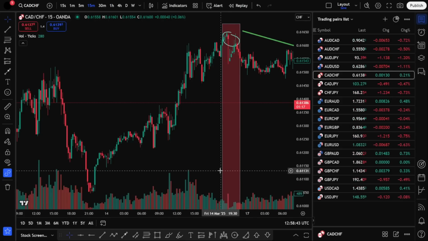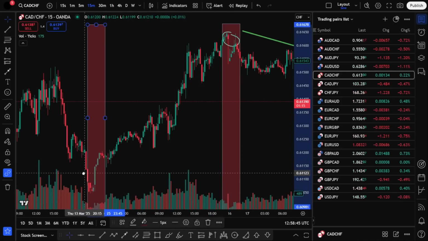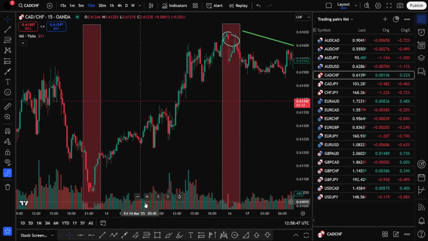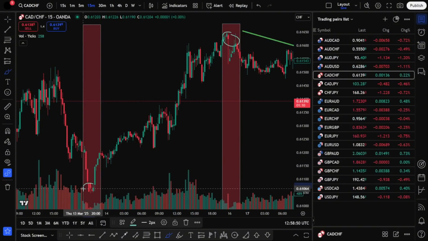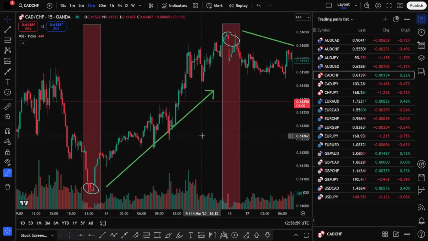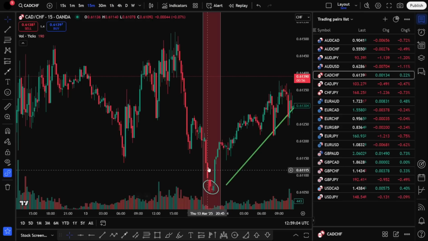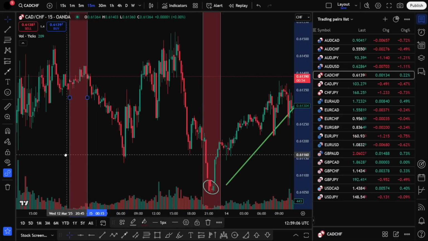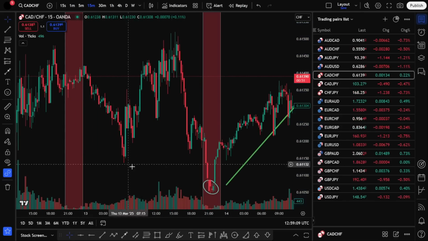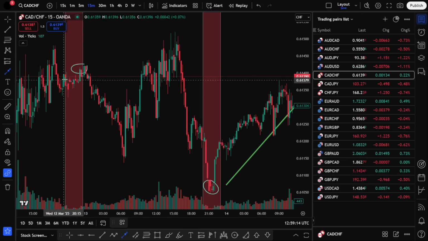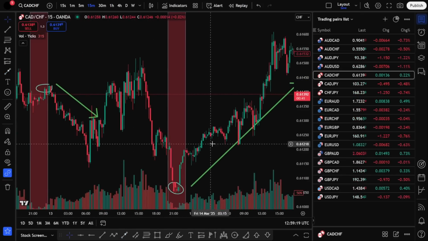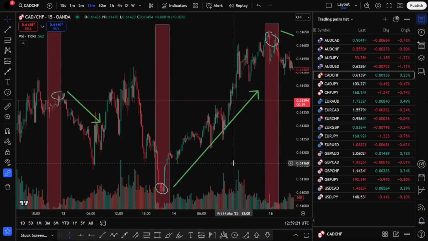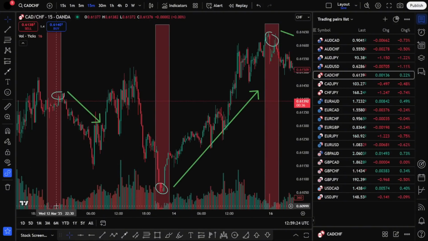Let's look again. Here's another similar zone. And again, we see a reversal after the volume drop. Downtrend flipped into an uptrend. One more: volume is minimal, price peaks, and then crashes hard. Takeaway? When volume drops sharply, the market's likely ready for a reversal.